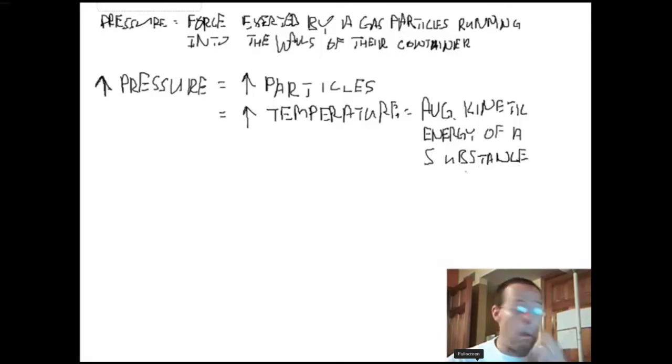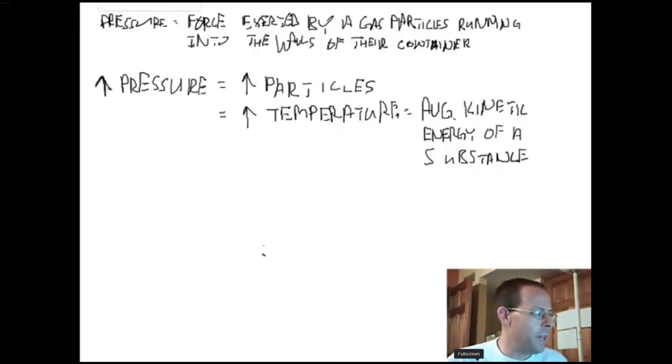So if it's a hot day, the air molecules outside are moving really quickly. If it's a cold day, they're moving very slowly. If we increase the temperature, our molecules are moving more quickly, so they're hitting the sides of the container more often, which means pressure is going to go up. We can add more particles, and they're hitting more often because there's more of them. We can increase the temperature, and they're hitting more often because they're moving faster, so it takes them less time to get from one wall to the other wall.